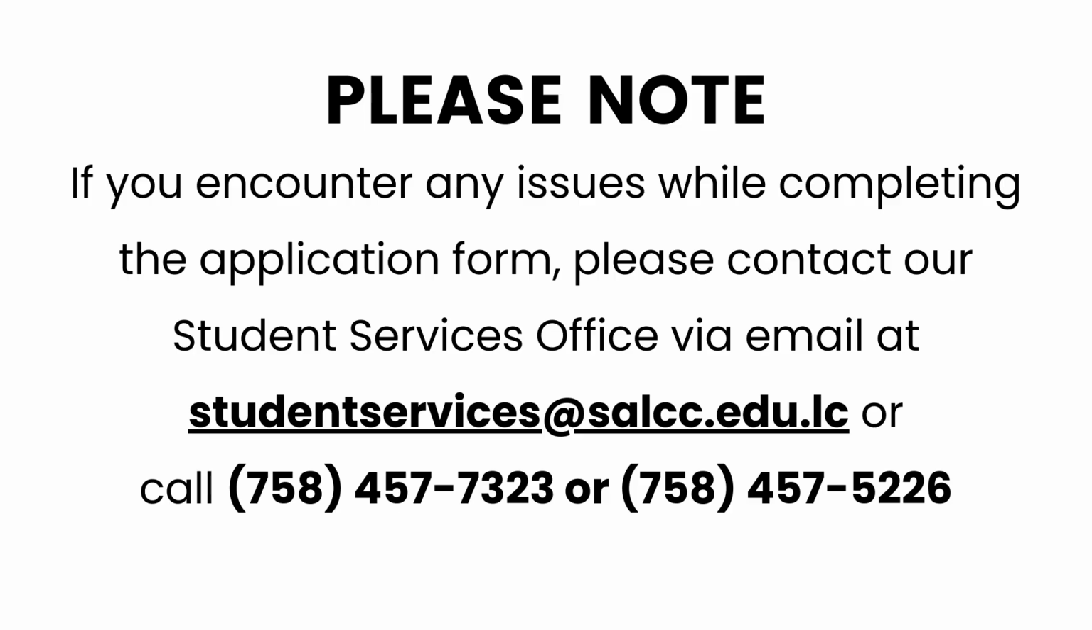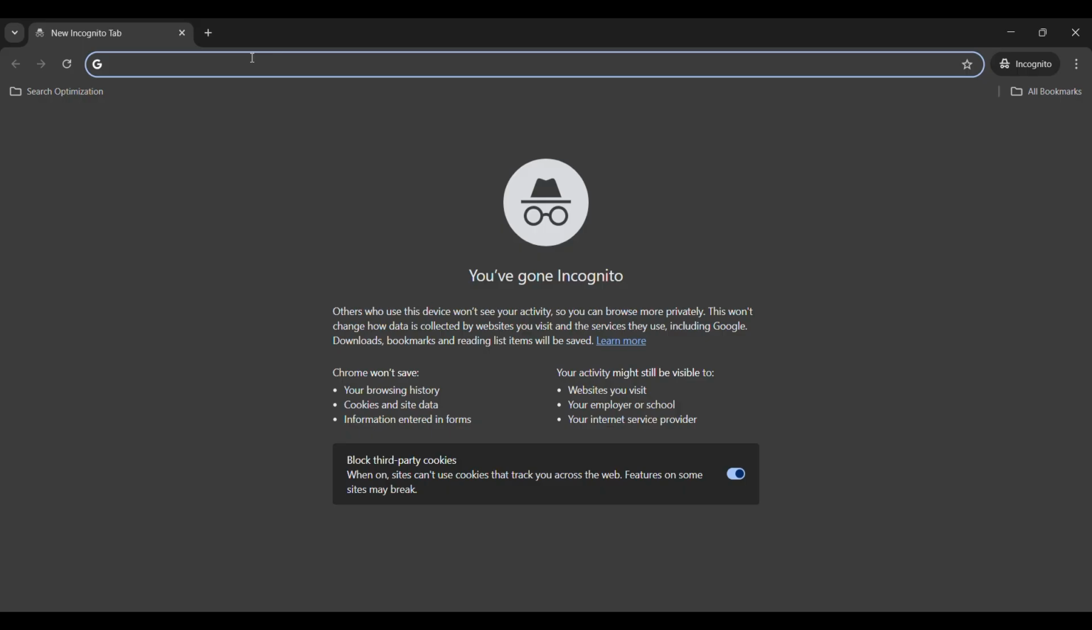If you encounter any issues while completing the application form, please contact our Student Services Office at studentservices@salcc.edu.lc or call the numbers 758-457-7323 or 758-457-5226. So let's get started.